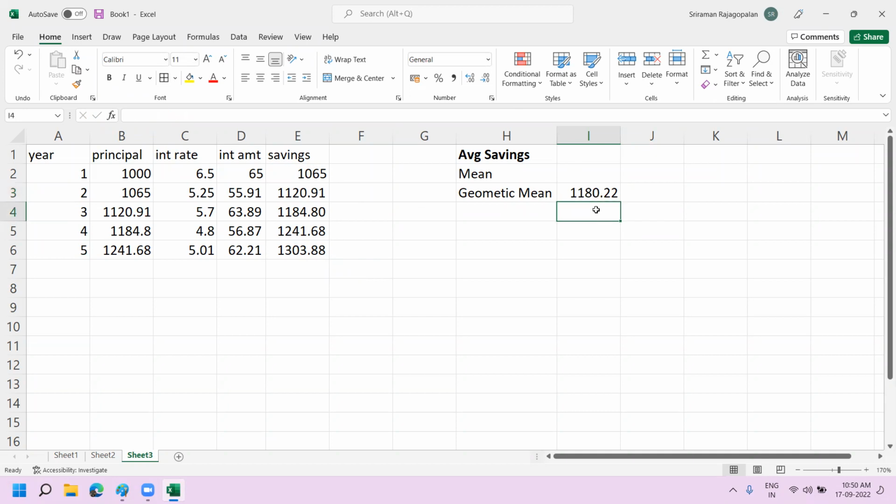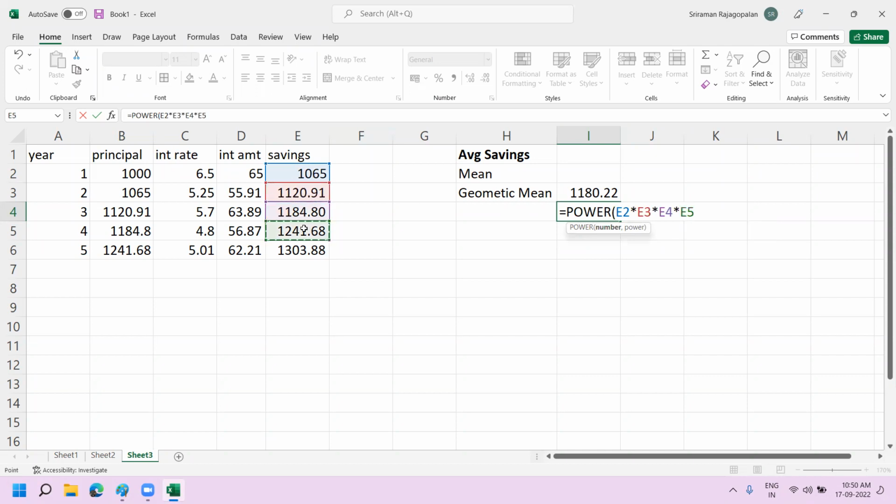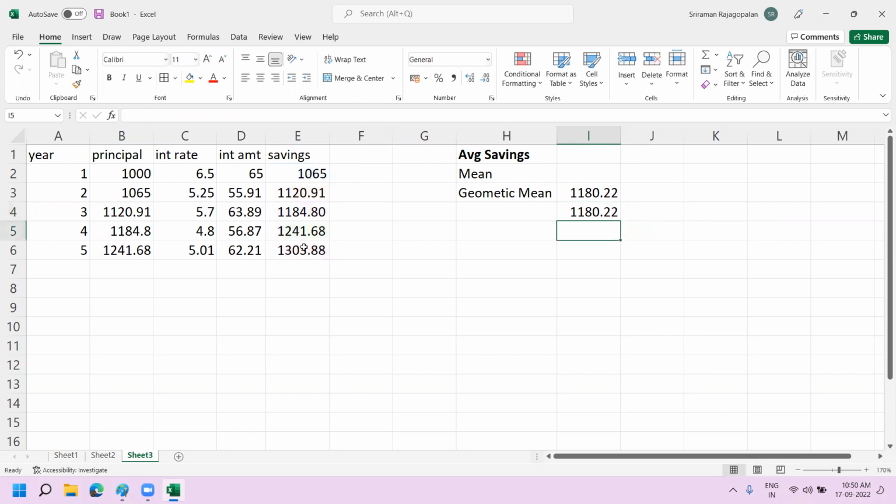Or if you want to go by the formula, you can use, not square root, I made a mistake, it is called power. So power of multiplication of these numbers: value 1 multiplied by value 2 into value 3 into value 4 into value 5 raised to the power 1 upon 5. So this is 1180. So we'll get the same result.